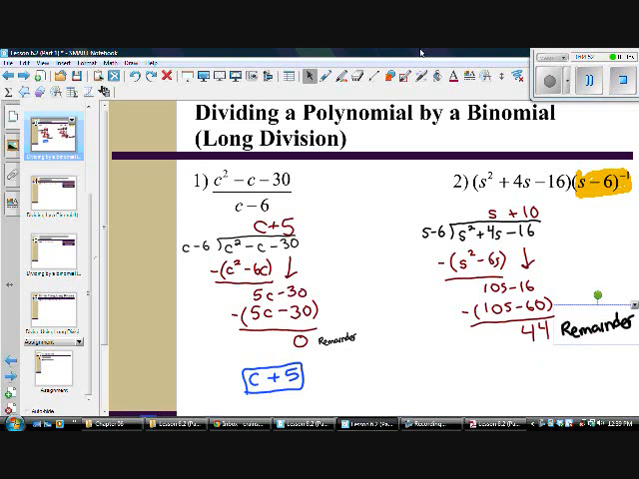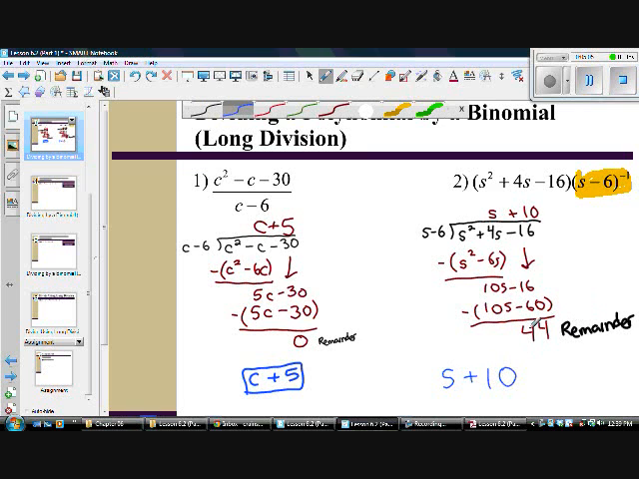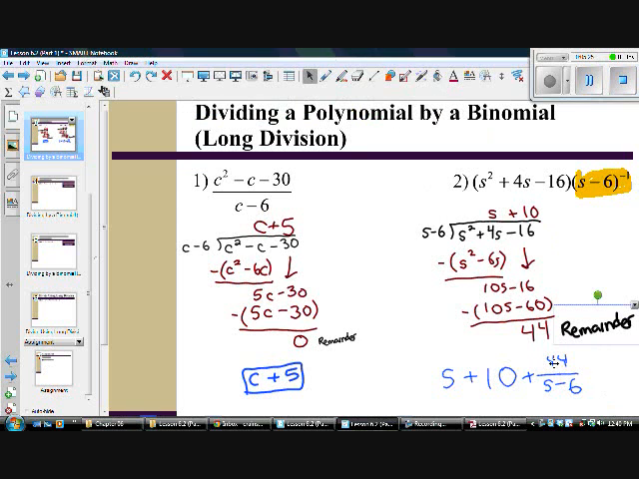Now that we have a remainder that's non-zero, we have to set this up a little bit differently. You still do the same thing as before. Your answer is partially that s plus 10. And the rest of your answer includes the remainder. So this is a positive 44, so put that in a numerator. And the denominator is what you divide it by, and we divide it by s minus 6. So then our final answer is our s plus 10 plus our remainder, which was 44, over what we divided by, which was s minus 6.